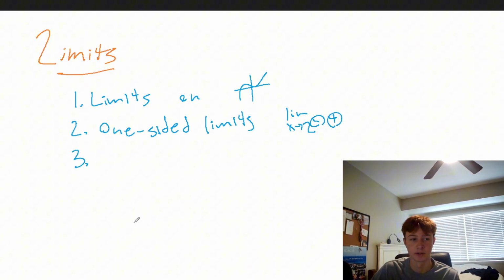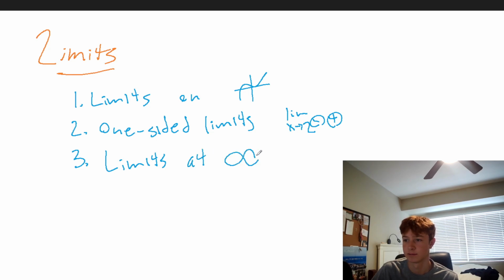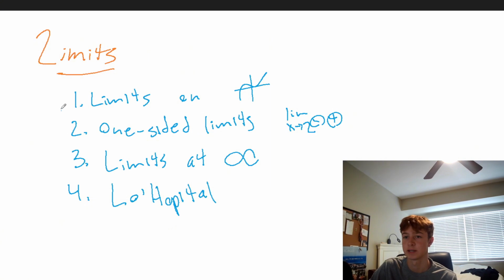And then the third subdivision is limits at infinity. So you have to understand how to evaluate limits at infinity. And the last one is L'Hopital's rule. So if you understand these four things about limits, you understand the first topic in Calculus AB.